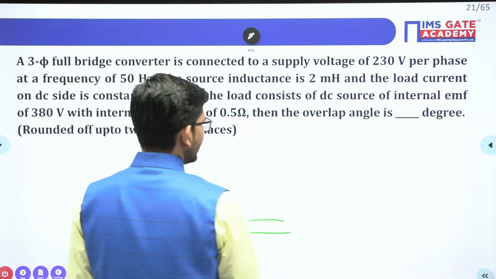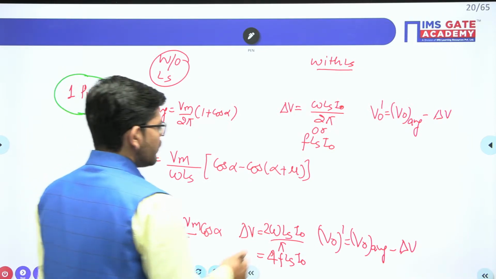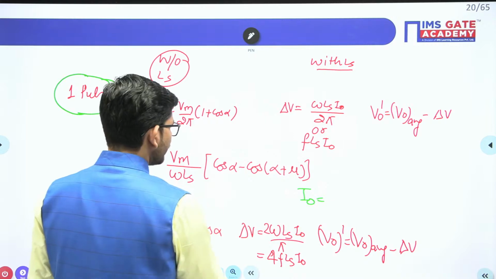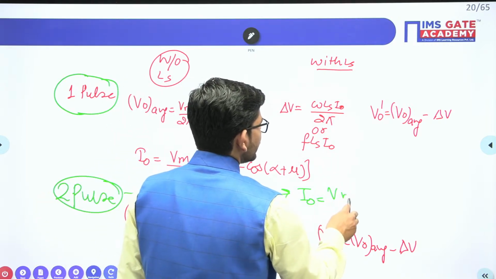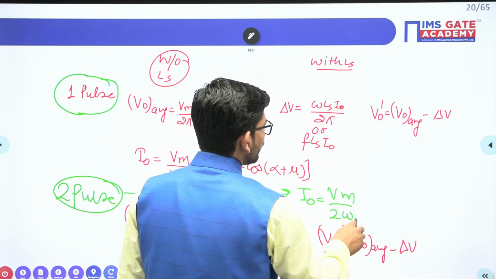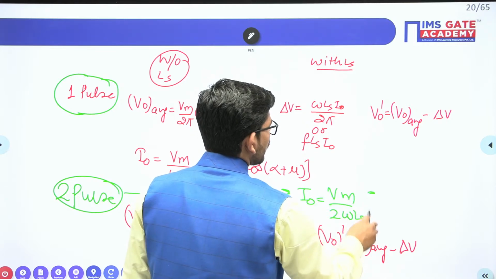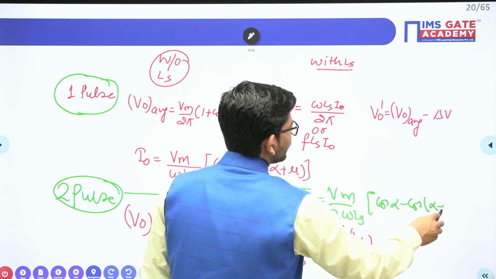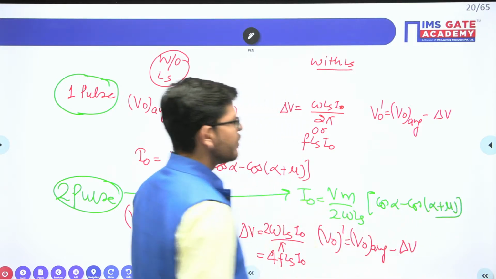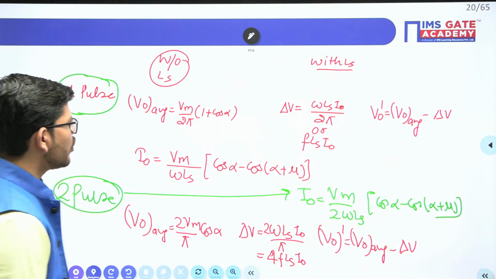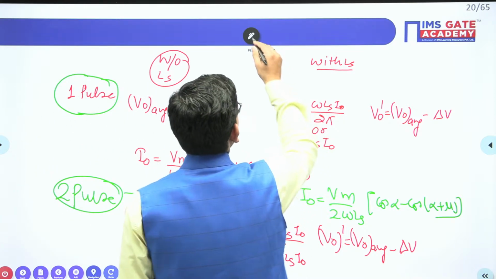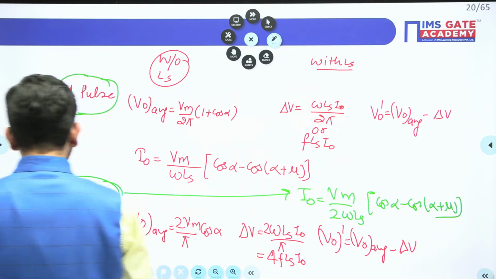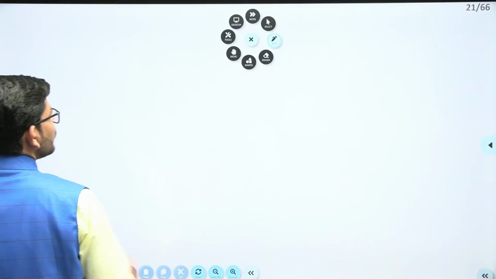Now after that, the current expression for I naught for 2 pulse converter will be Vm by 2 omega Ls into cos alpha minus cos alpha plus mu. Okay, so this is how you can remember these things. So only 2 or 3 things you have to remember, and let me just clarify those. What are those things?